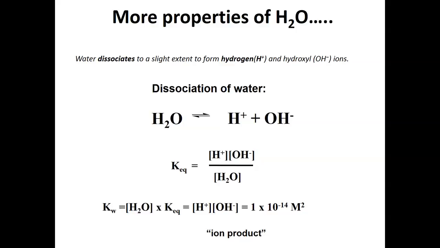Now, that ion product, you can calculate by taking the concentration of the water that is remaining, times the K equilibrium, so that will be your ion product. The product of the H plus times the OH. And these two concentrations are the same, right? Because one water molecule splits into one hydrogen and one hydroxy ion, okay? So the product is called the ion product. The two concentrations are the same, and that's called K water.